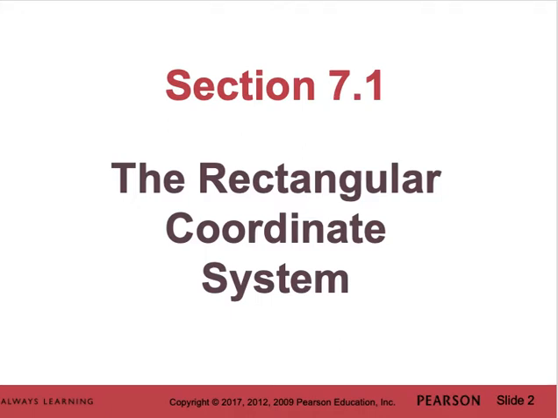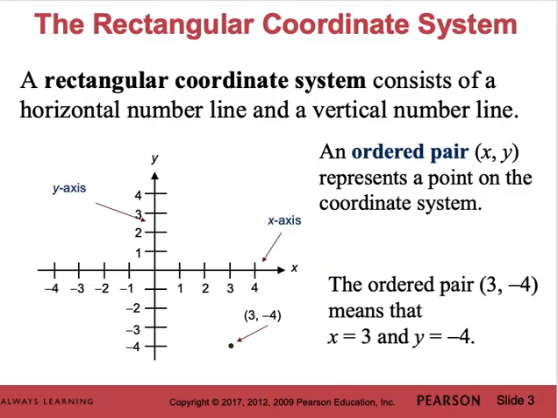In this video, we'll explain section 7.1 in MAT095 on the rectangular coordinate system. The rectangular coordinate system consists of a horizontal number line, so going from left to right, that is our x-axis, and a vertical number line going up and down, that is called our y-axis.